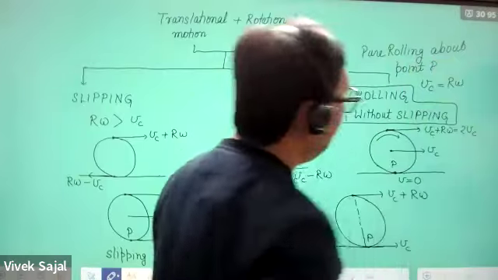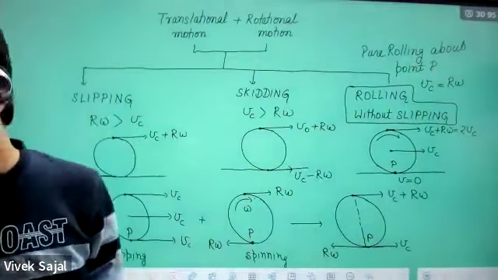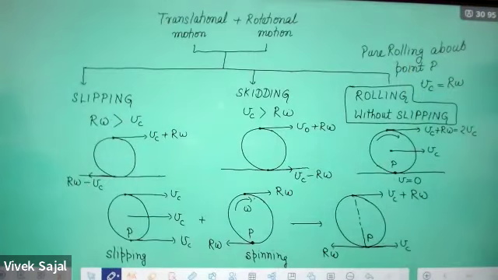About point P. What is P? P is the point that is in contact with the surface. Is it clear?